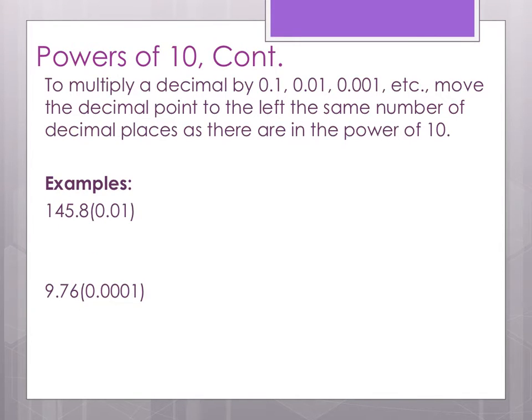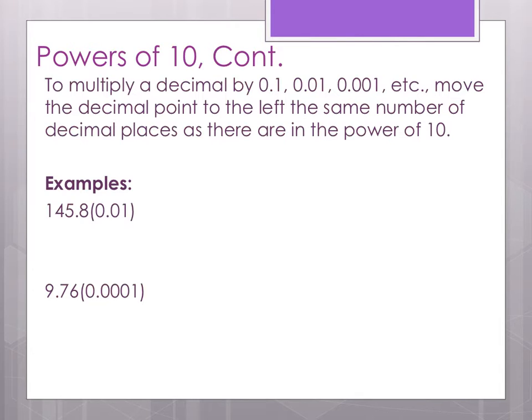Now we'll look at how to multiply by powers of 10 that are smaller than 1. These are numbers like 0.1, 0.01, 0.001, etc. I'm going to have a decimal, a lot of zeros, and then end with a 1. So to multiply a decimal by these numbers, we move the decimal point to the left this time, the same number of decimal places there are in the power of 10. So we don't count the zeros here, we count the number of decimal places we have.